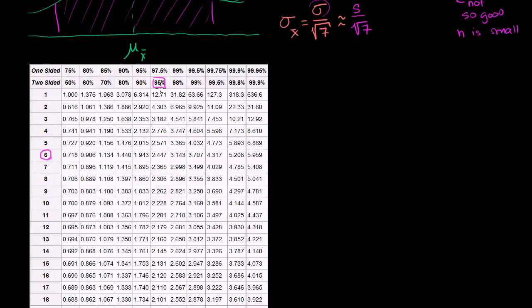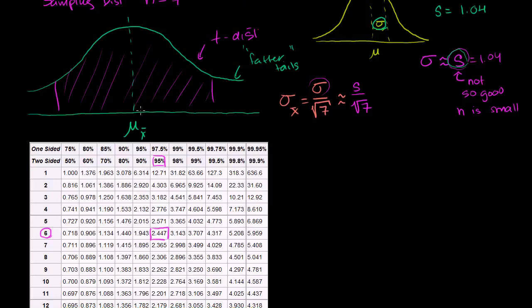So if you want to encapsulate 95% of this right over here, and you have 6 degrees of freedom, you have to go 2.447 standard deviations in each direction. This t-table assumes that you are approximating that standard deviation using your sample standard deviation. So another way to think of it: you have to go 2.447 of these approximated standard deviations.